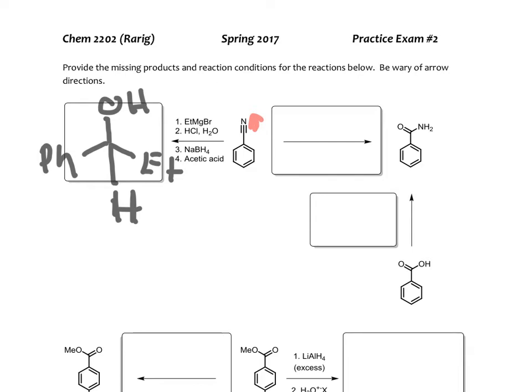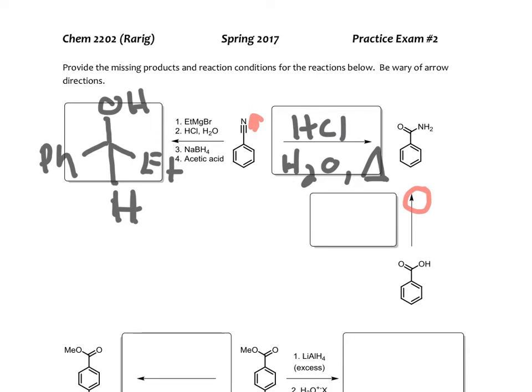Now, if we treat a nitrile with aqueous acid conditions, HCl, water, and heat, so just delta, I know it's a triangle, but it's also a Greek letter. It indicates heat. We can go to an amide. This is the next one. This arrow is pointing up, so it's asking how do we go from the acid to the amide.